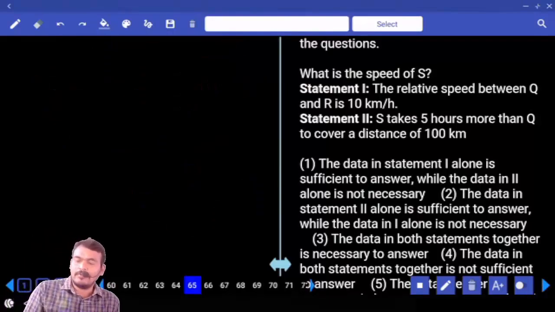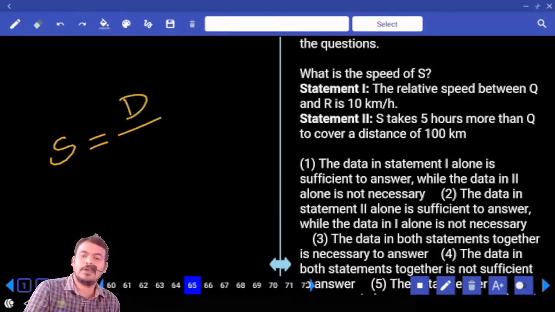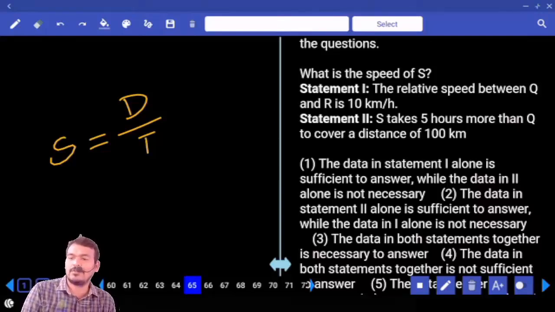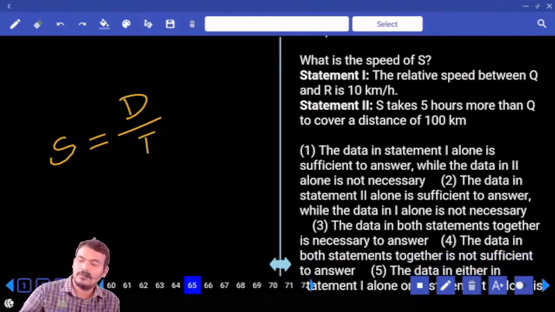What is the speed of S? Speed is nothing but distance by time. What is the first statement? The relative speed between Q and R is how much? 10 km per hour. 1 alone sufficient or not sufficient? Not sufficient. Second statement: S takes 5 hours more than which one? Q to cover a distance of 100 kilometers. S time compared to Q time, 5 hours more or 5 hours less?